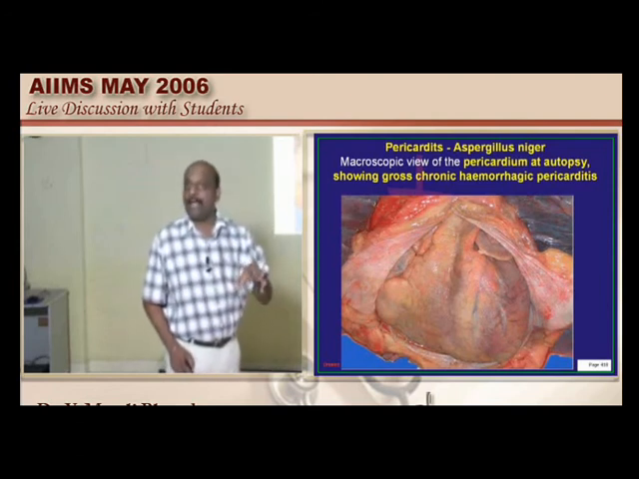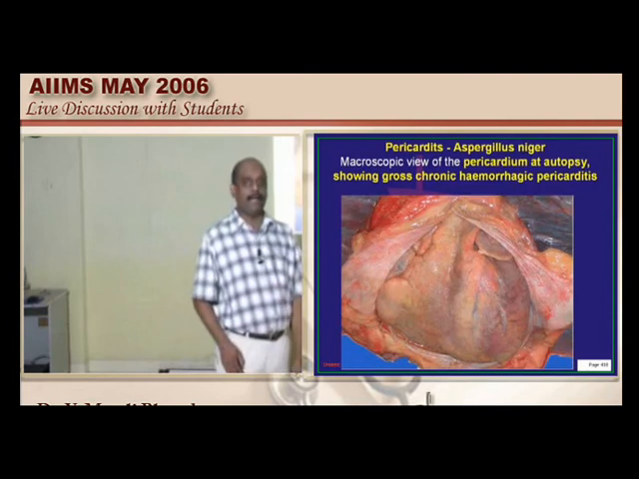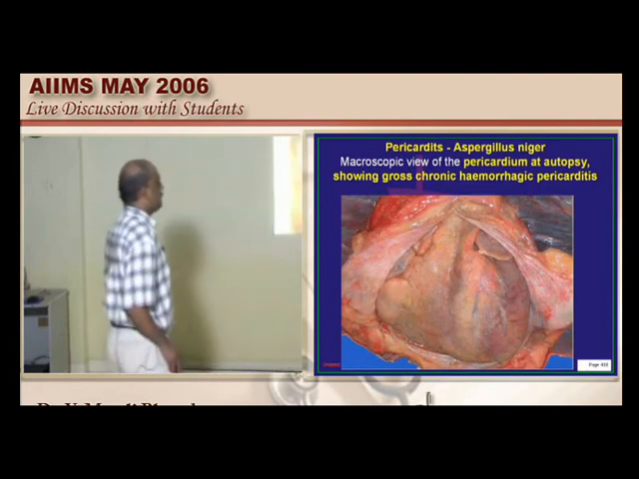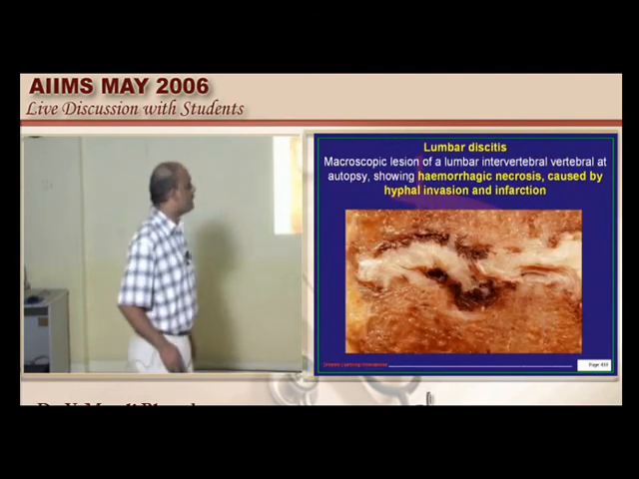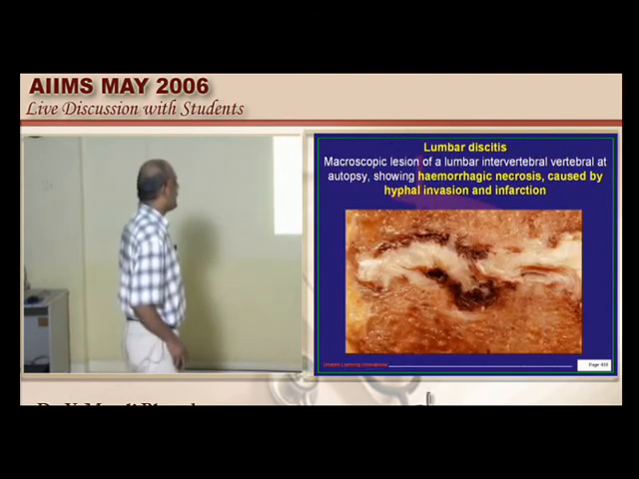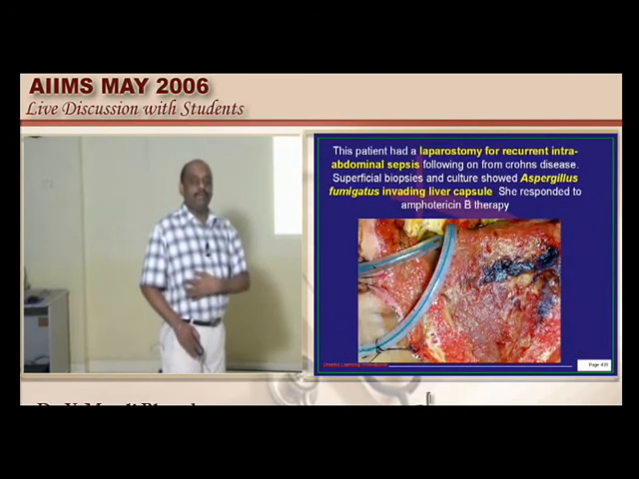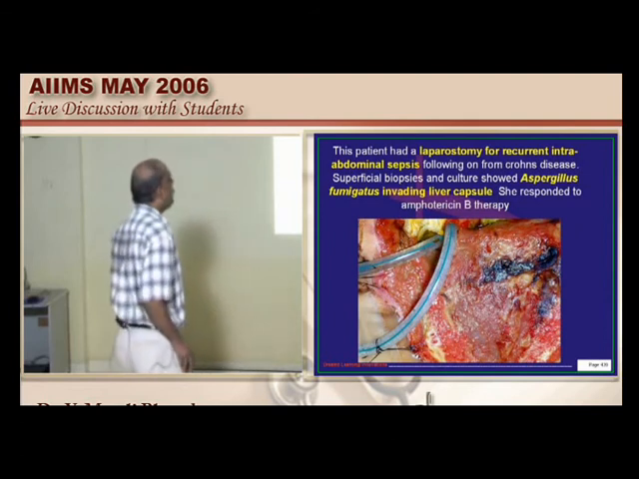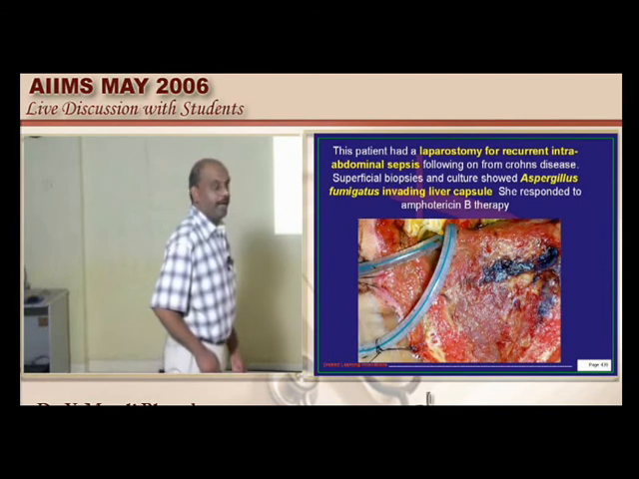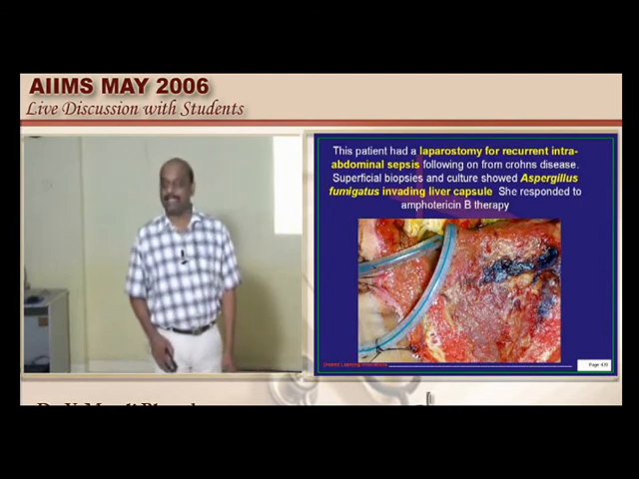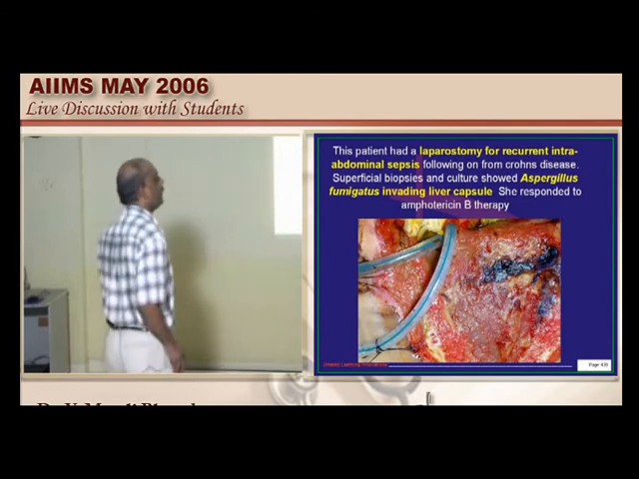Even there can be a pericarditis which can occur because of Aspergillus niger, where it can present like a hemorrhagic pericarditis, which is one of the important manifestations. It can involve even the intervertebral disc of the lumbar vertebra, which can lead to the development of lumbar discitis, is what needs to be remembered. And it can also involve and pervade into the liver with the development of recurrent intra-abdominal sepsis. And amphotericin B is the treatment of choice in the case of invasive fungal infection with Aspergillus, is what needs to be remembered.